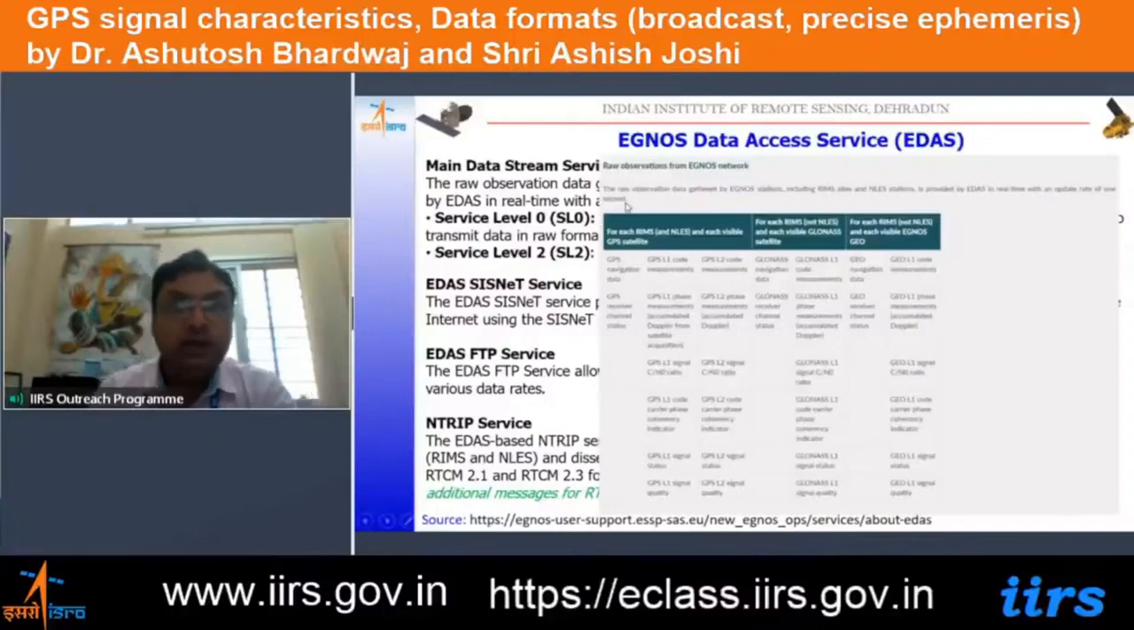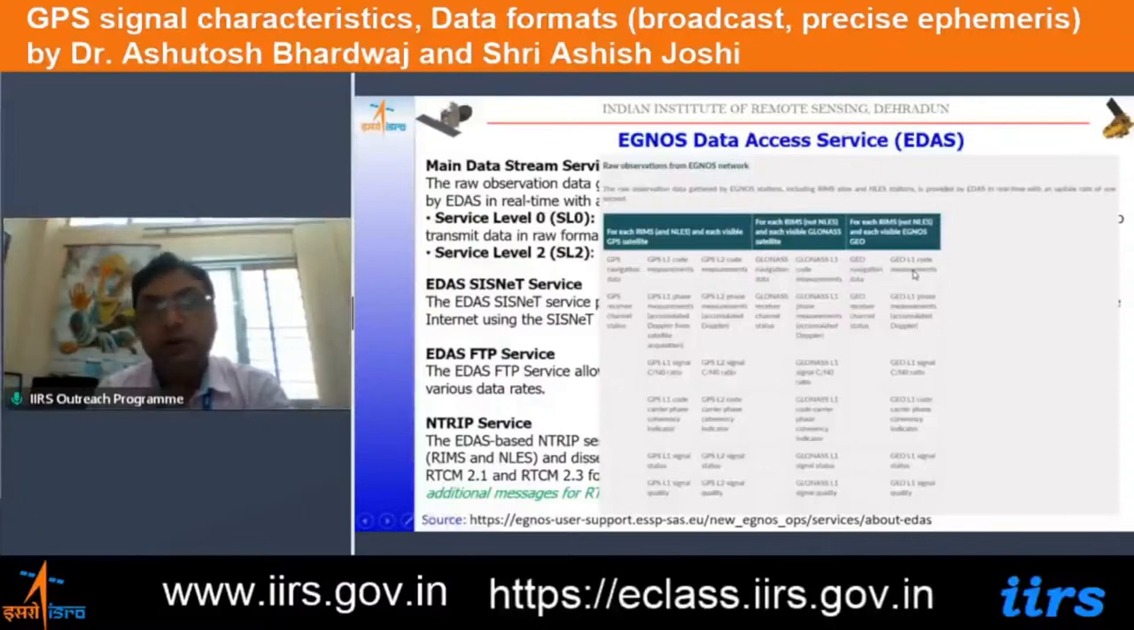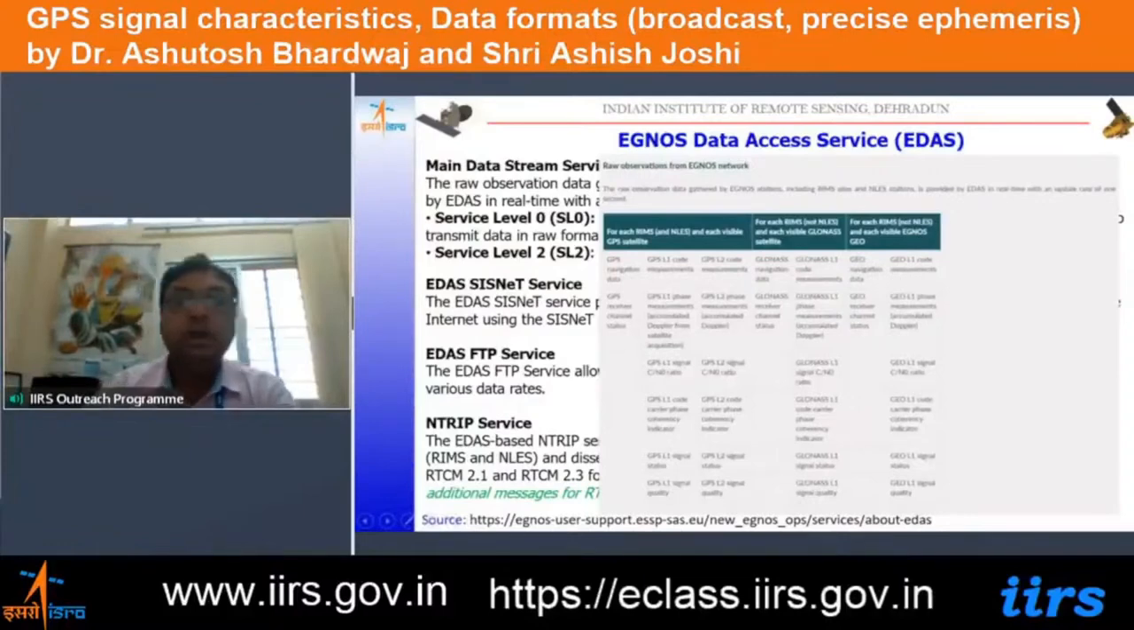All the details of it are available on the website at the given URL. It is giving the full details about the GPS navigation data, GPS L1 code measurements, GPS L2 code measurements, GLONASS data sets, and the Galileo measurements also, because EGNOS 2 will be using the Galileo measurements also.